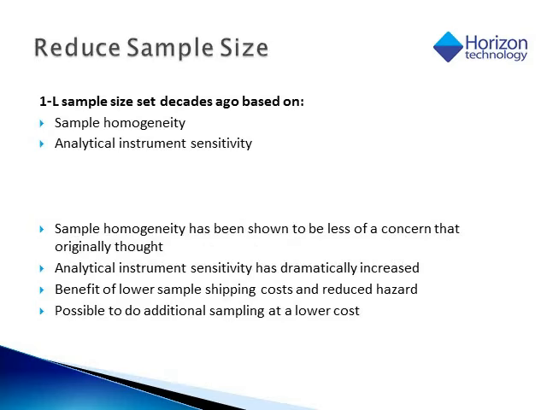In reducing sample size, the 1 liter sample size was set decades ago. It was based on concerns on sample homogeneity and analytical instrument sensitivity. Nowadays, sample homogeneity has been shown to be less of a concern than originally thought. Analytical instrument sensitivity is dramatically improved, and the benefit of lower sample shipping costs and reduced hazards are driving lower sample collection down the line. And it's possible to do additional sampling at a lower cost if you're dealing with smaller samples.